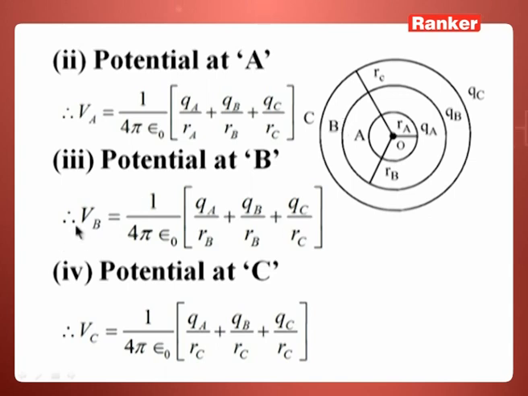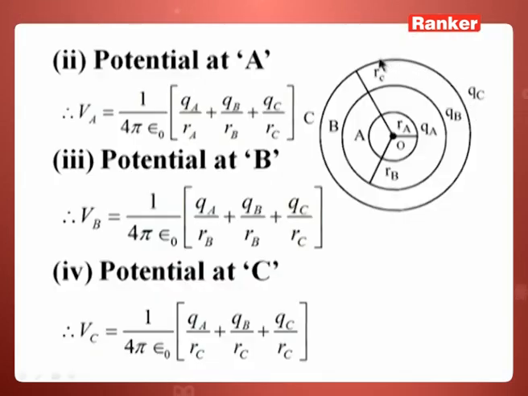Therefore, what would be the potential on the surface of B? It is VB is equal to 1 by 4 pi epsilon naught into QA by RB plus QB by RB plus QC by RC. This is the formula one should remember as far as potential at any point on B is concerned. Now come to the last case in this.